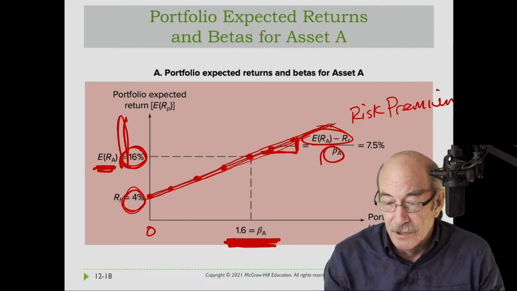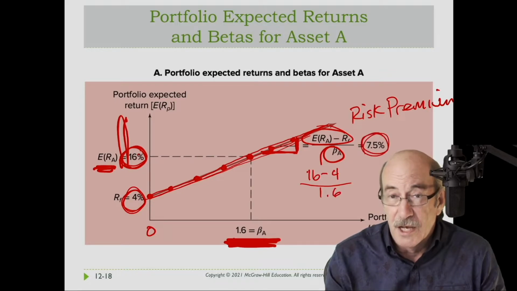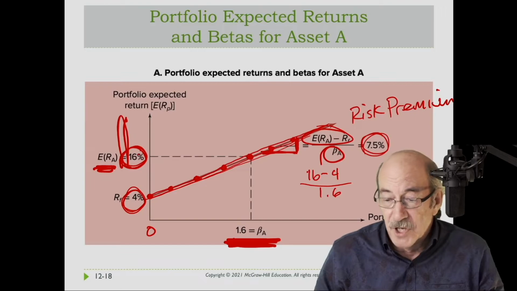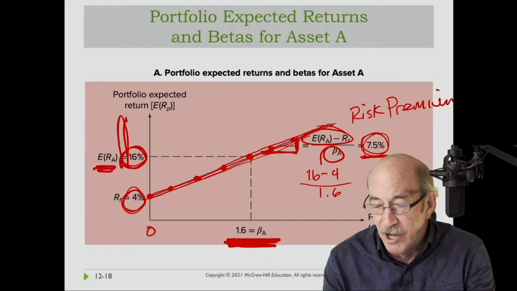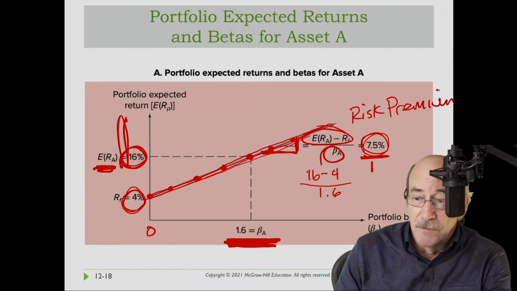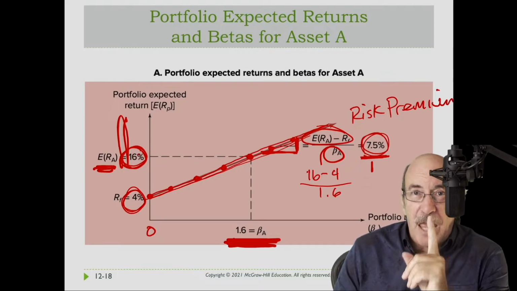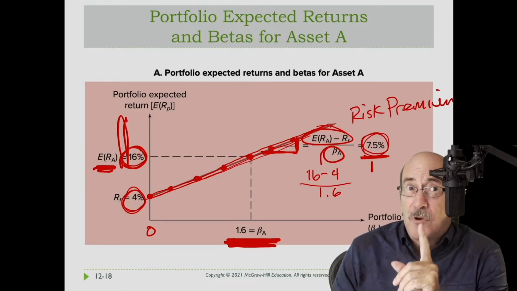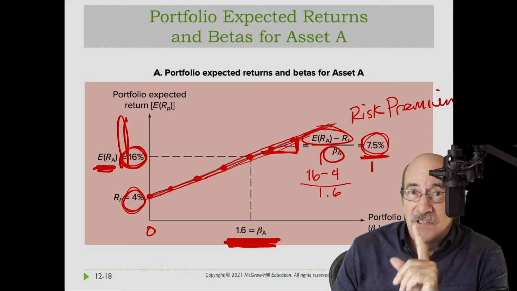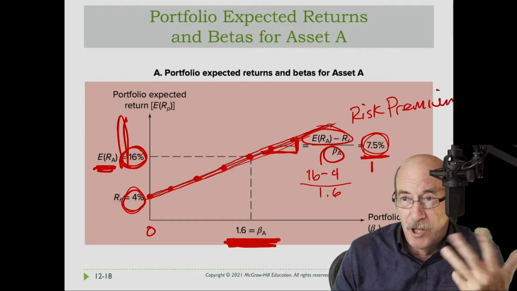So when we do that math, we've got 16% minus 4% over 1.6, and we get 7.5%. I always like to explicitly write in here that denominator. So what this is really saying to us is that for 1 unit of beta risk, 1 unit of priced risk, we are getting 7.5% in terms of a risk premium. Okay? Everybody good with where all of this came from?